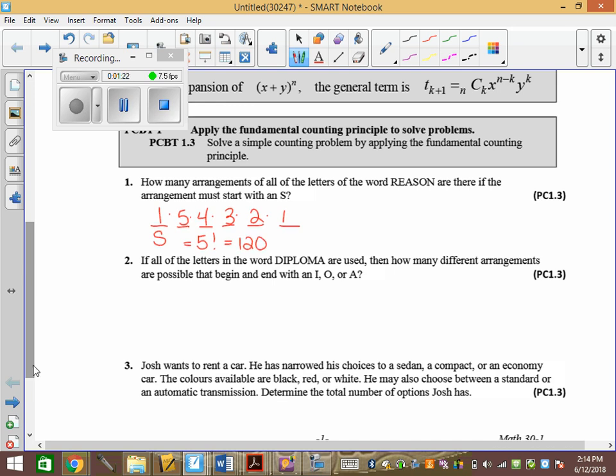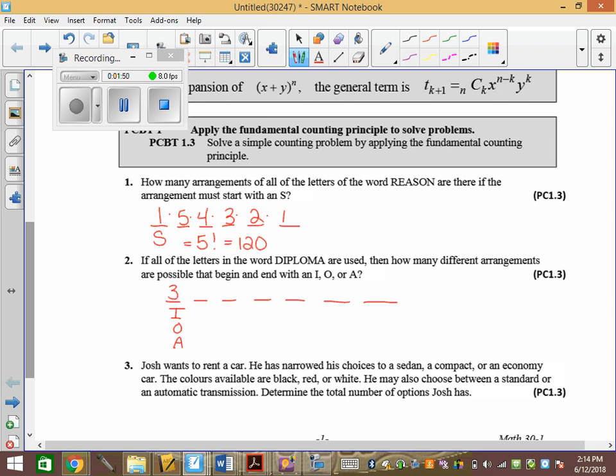The next one: if all of the letters in the word diploma are used, then how many different arrangements are possible that begin and end with I, O, or A? Diploma, does it have any doubling or tripling letters? No. How many letters does it have? Make sure you double, triple, count. Some people will be like, it has 6. No, it doesn't. Count them. So 1, 2, 3, 4, 5, 6, 7. It has to begin with an I, O, or an A, which is 3.